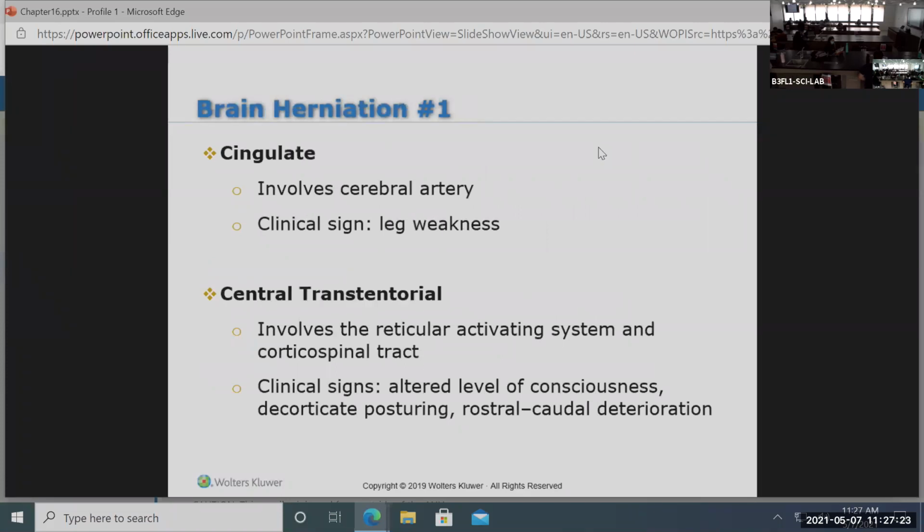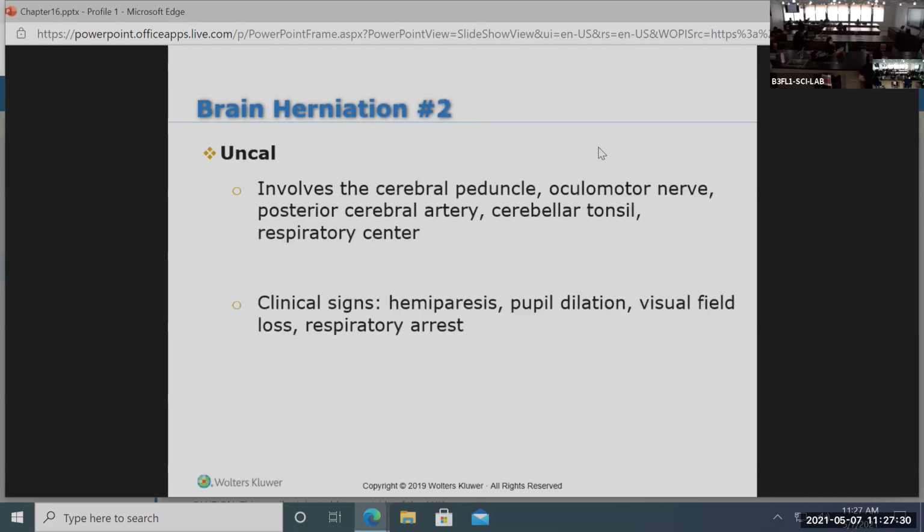There are different types of herniation of the brain. Please go over cingulate, central transtentorial, uncal. Now look at those. All this herniation is due to the displacement, and they can cause hemiparesis. They can cause the pupil to dilate. They can affect my visual field, causing visual field loss, or they can cause respiratory arrest.